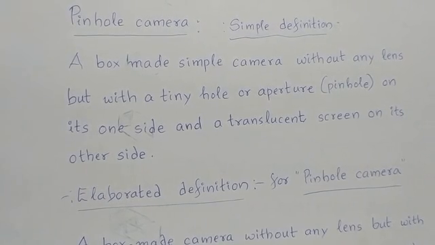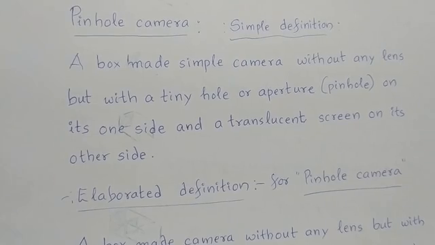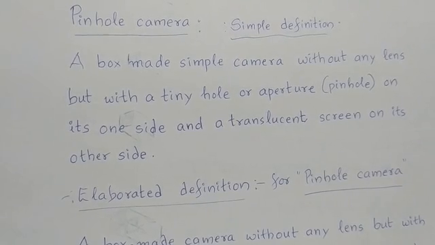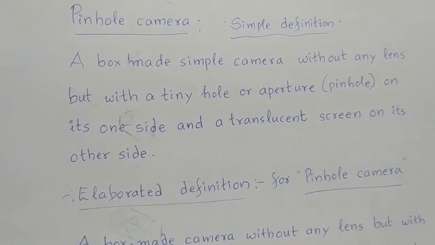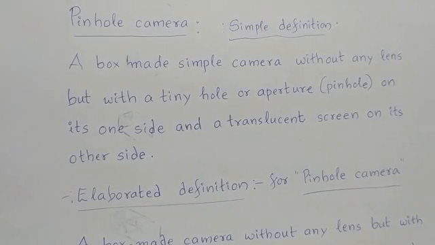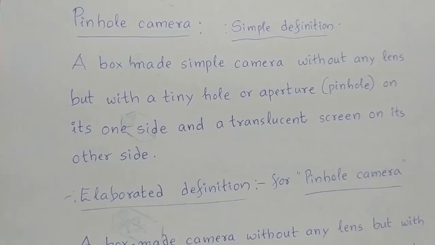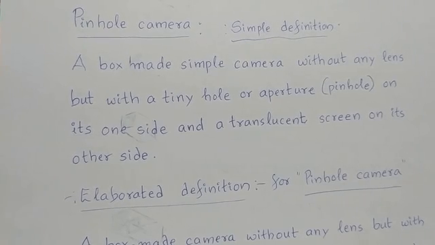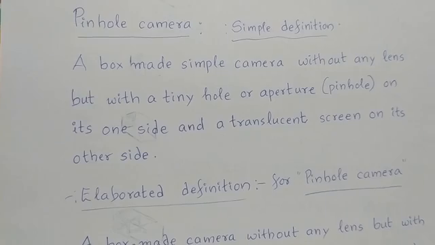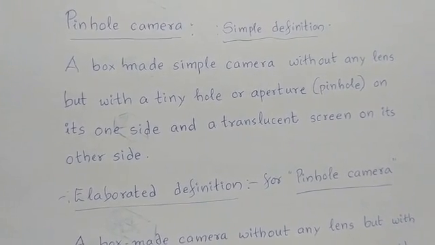Translucent screen means you can see the other side of the screen but not clearly. So that is what a translucent screen is. Why? That screen allows the light to pass through it only partially. So we can see the objects through the translucent screen but not clearly.